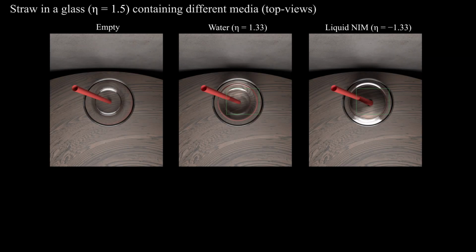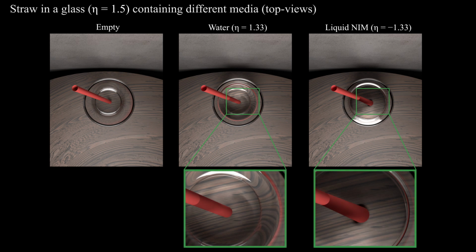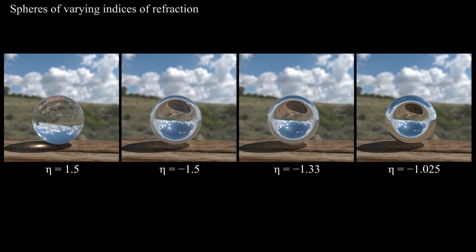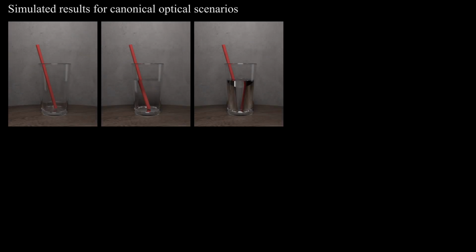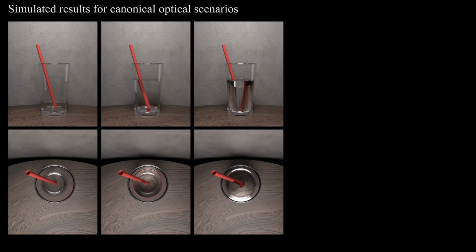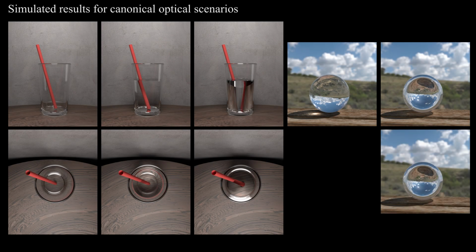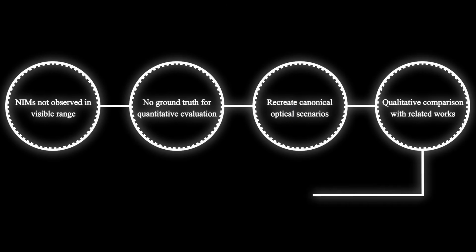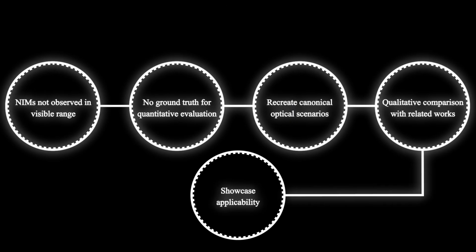Magnification and distortion effects are also clearly visible from the top view. We next examine transparent spheres under varying refractive indices. These examples show how NIMs modify caustics, image inversion, and create distinct inner and outer regions. These results are consistent with qualitative observations reported in related works involving the visualization of NIMs. Having established predictability, we now showcase the applicability of the described methodology.